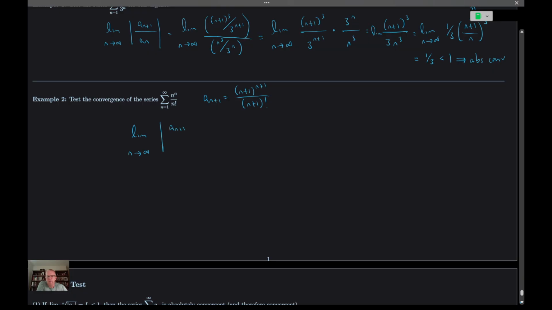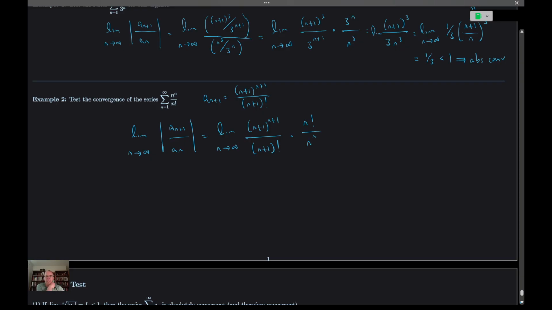Again, we have only positive terms, so we don't really need to worry about the absolute value. So let's have the limit as n goes to infinity of a sub n plus 1, so n plus 1 to the n plus 1 over n plus 1 factorial, times, now we'll go ahead and do the reciprocal of a sub n. So that's n factorial over n to the n.